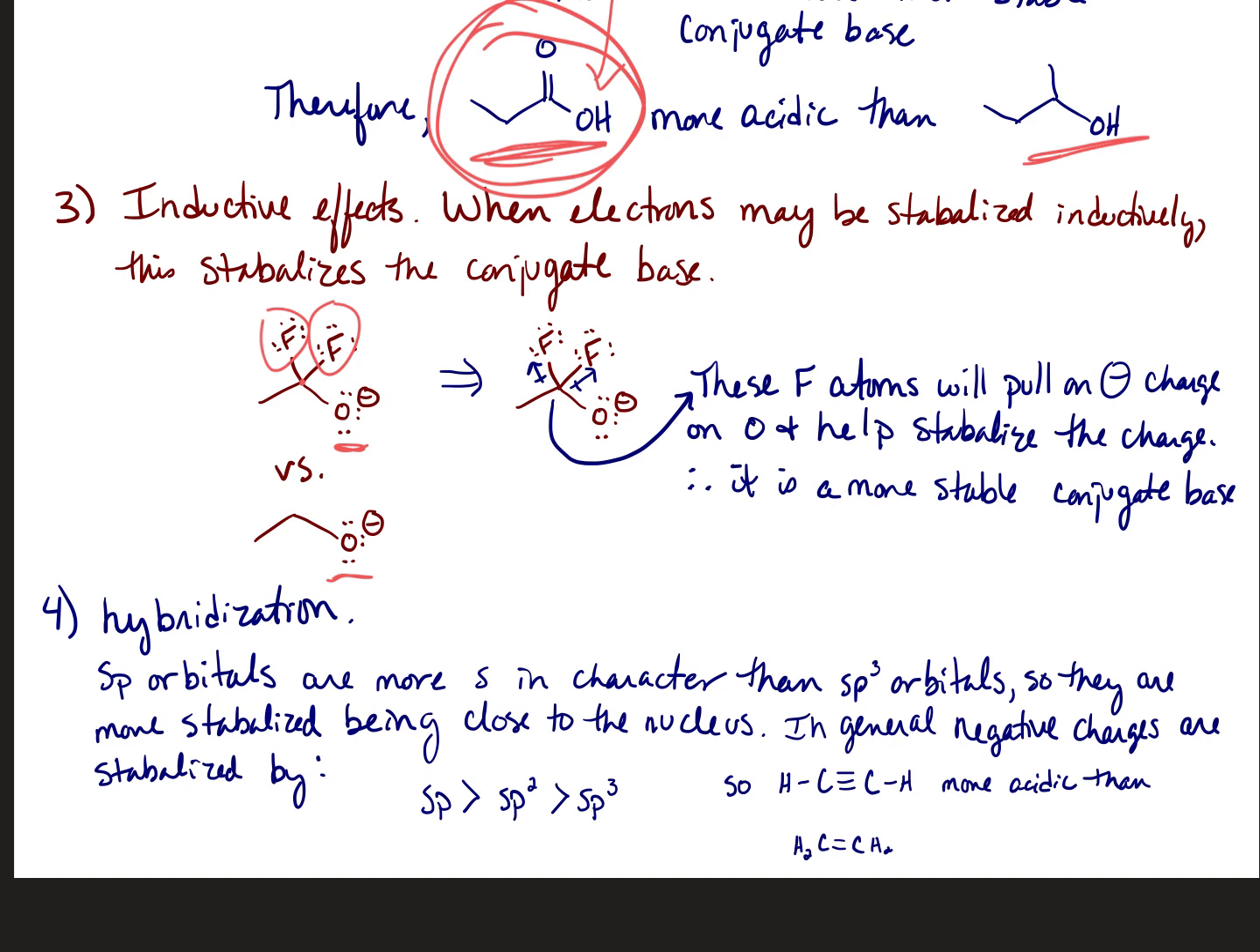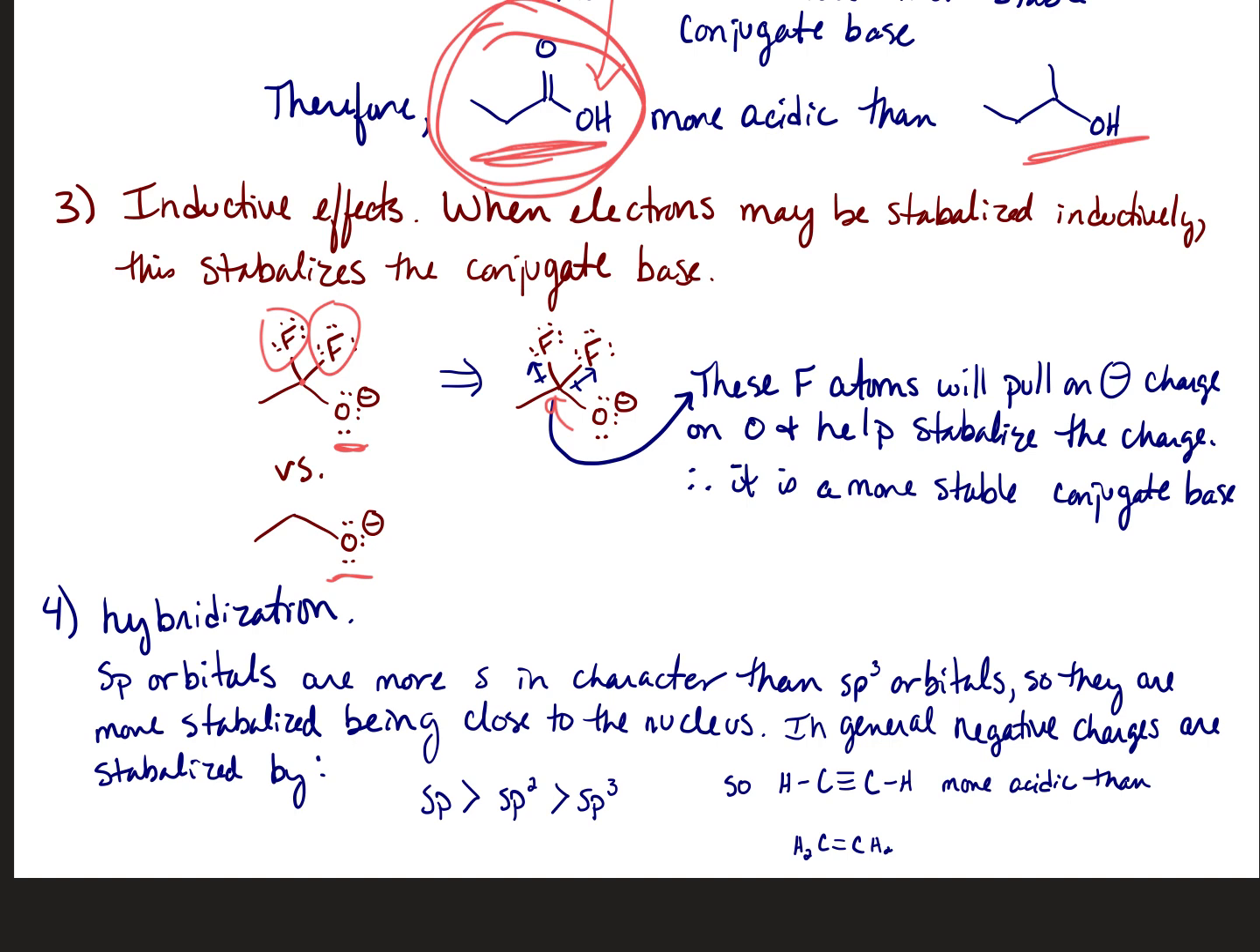Well, fluorine is electronegative. It's pulling electrons towards it. So the mere fact that you've got fluorines pulling electrons towards this end of the molecule, right? They're being pulled back towards that direction. It will help stabilize that negative charge on the oxygen, okay?